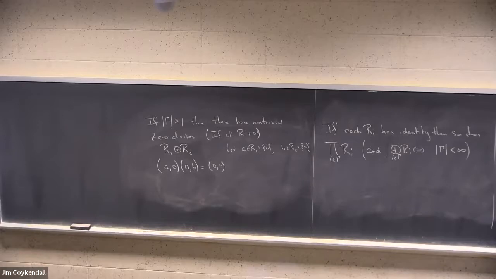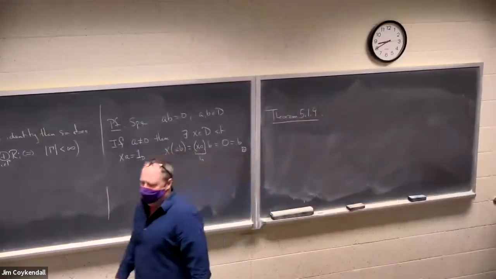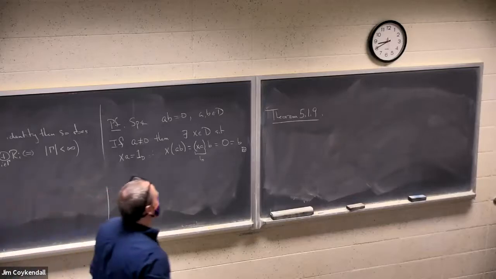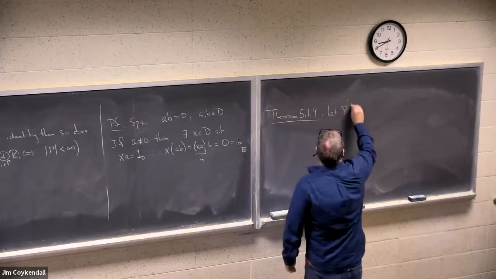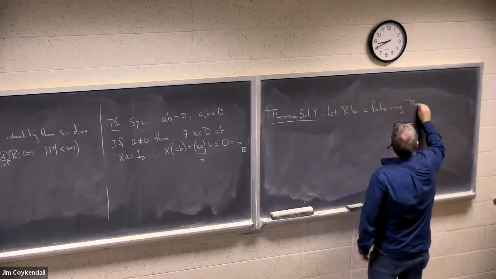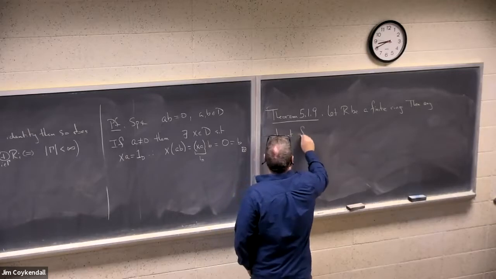Okay, here's one of my favorite ones. I've got this listed in the notes. It's 519. I'm going to rip it off as a corollary. I'm going to put something a little bit more general. So my situation here is, suppose that you have a finite ring, and elements of R.